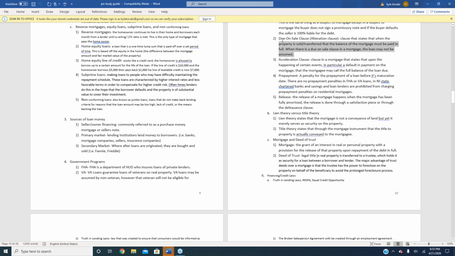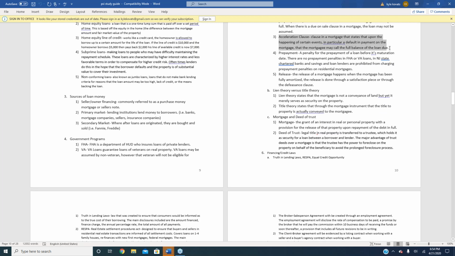And then we have the due on sale or alienation clause. Now, due on sale and alienation means the same thing. Due on sale means due on the sale of your home, you must pay off your loan in full. So when you sell your home, you must pay off your loan in full. The term alienation is just used to describe any time you convey or transfer property. So the alienation clause states that when you do convey or transfer property, you must pay off your entire loan balance in full.